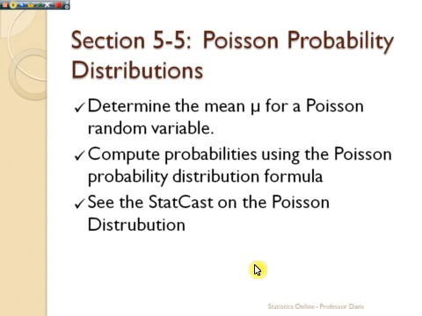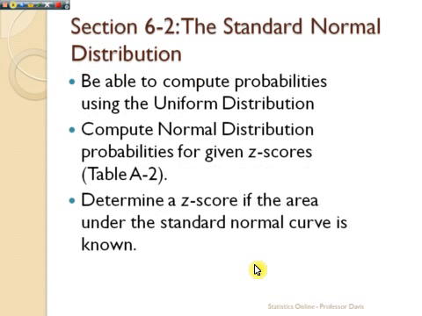And then finally, for this checklist, we have section 6.2 on the standard normal distribution. So here, we want to take a look at a couple of continuous random variables. First, the uniform random variable, and so we want to be able to compute probabilities using the uniform distribution. In other words, the probability is the same over a closed interval.